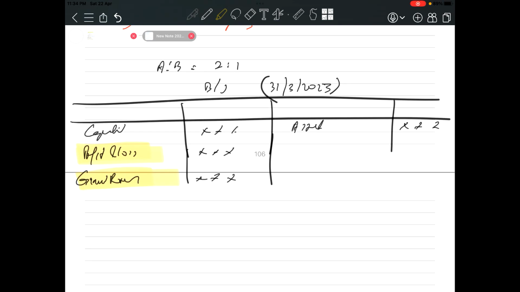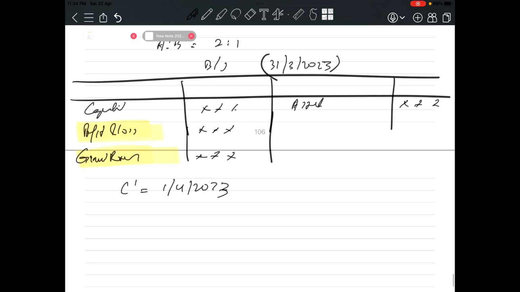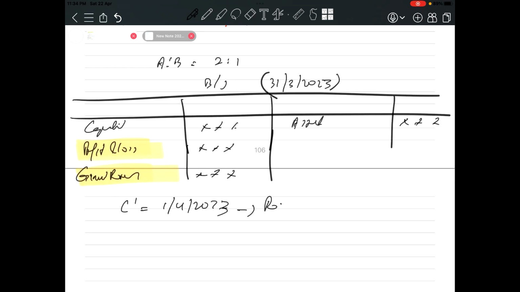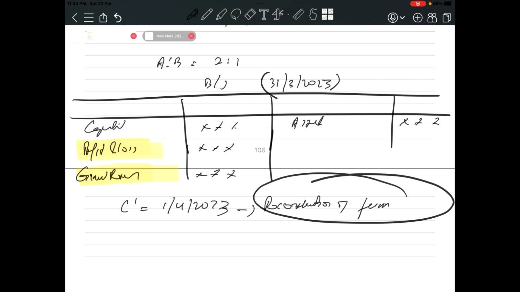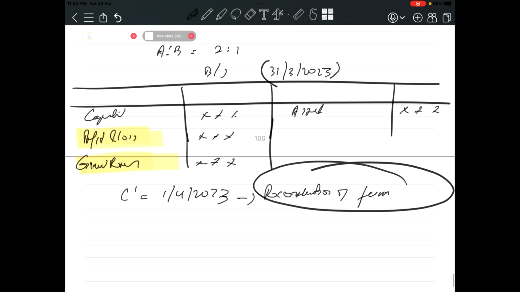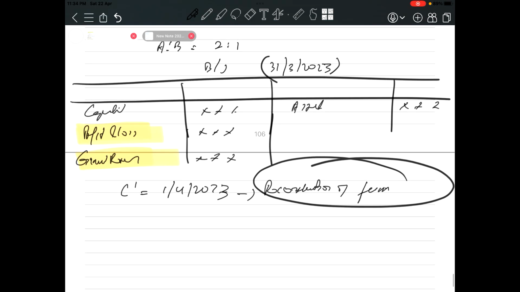Now on 1/4/2023, C is admitted. When C is admitted, what will happen? There will be reconstruction of the partnership firm because C has come into the business. Now there will be a change in the profit sharing ratio, obviously.